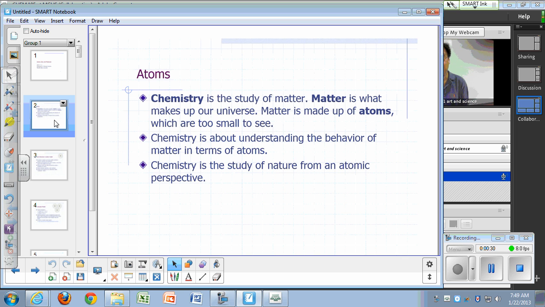Okay, but there's a lot of evidence that we can cite and explain in terms of the notion that matter is made up of atoms. So you could say that chemistry is the study of matter from an atomic perspective. Anytime you try to explain the things you see around you in terms of what must be going on in the world of the atoms that make them up, then you're talking about chemistry.